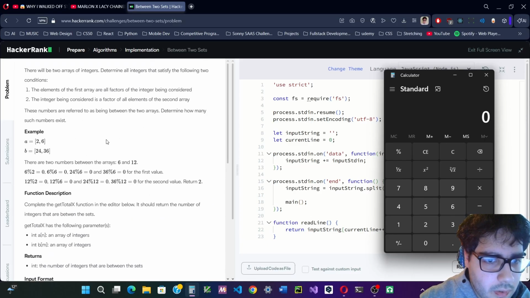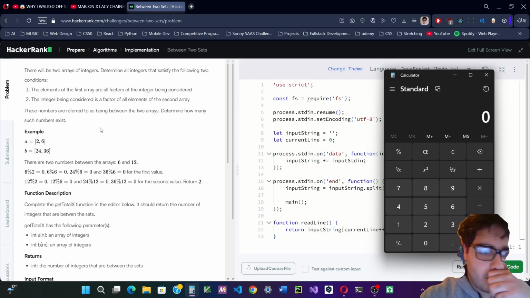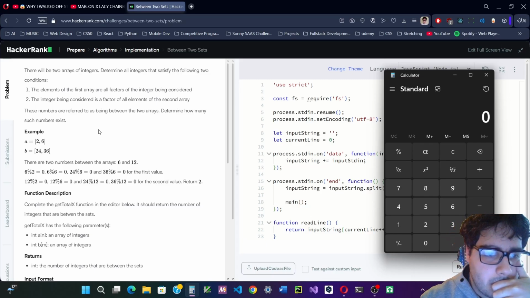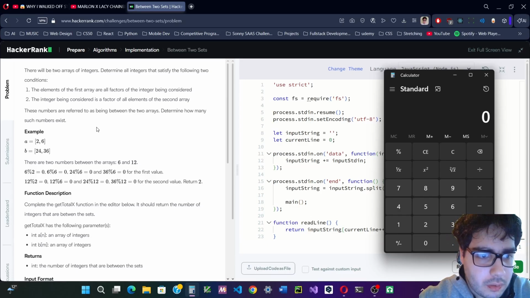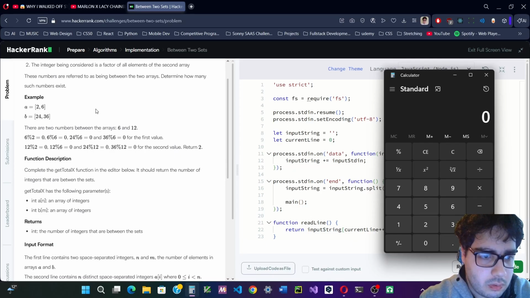Here's the first array: all factors of the integer being considered. The integer being considered is a factor of all elements in the second array. I don't get it, bro. The elements of the first array are factors of the integer being considered. The two numbers between the arrays are 6 and 12.